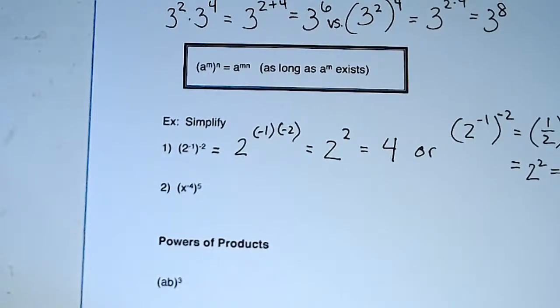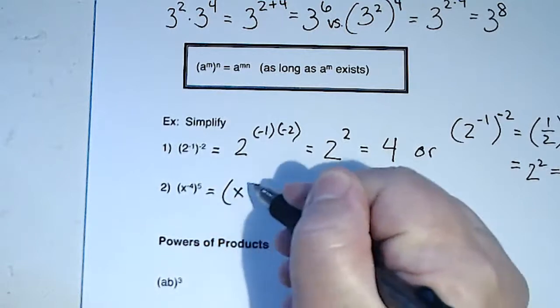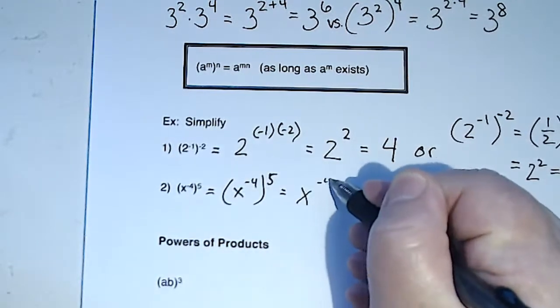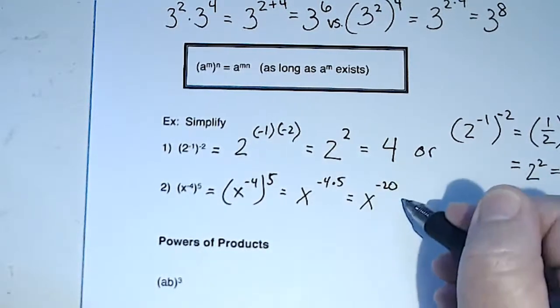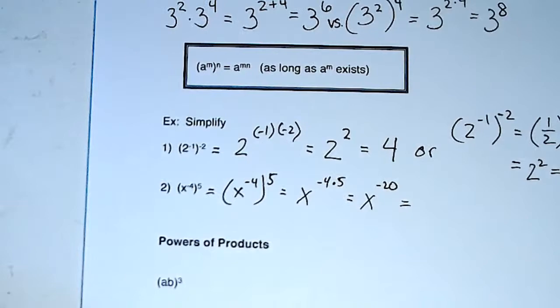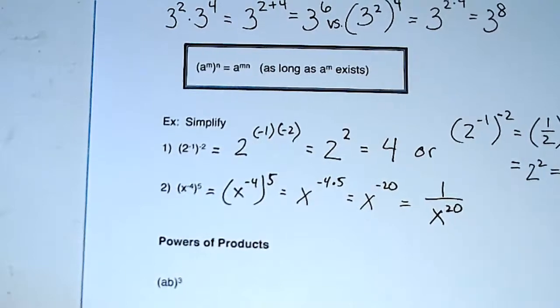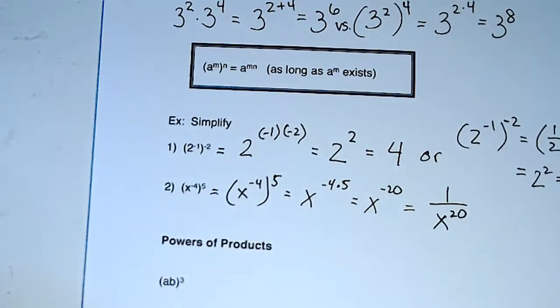If I've got x to the negative 4 to the 5th power, it's x to the negative 4 times 5, so it's x to the negative 20th. Wow, mega super vampire. We're talking like Blade. If you don't know what that is, go look it up. Ask your grandparents, who are way cooler than I am, I'm sure. 1 over x to the 20th.